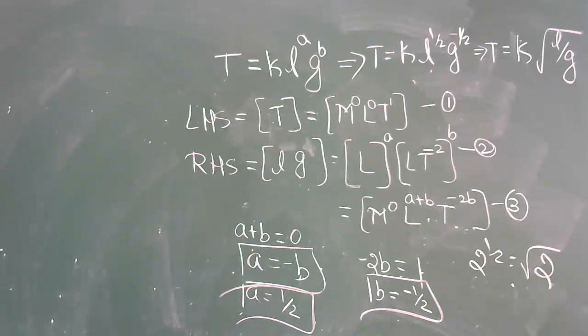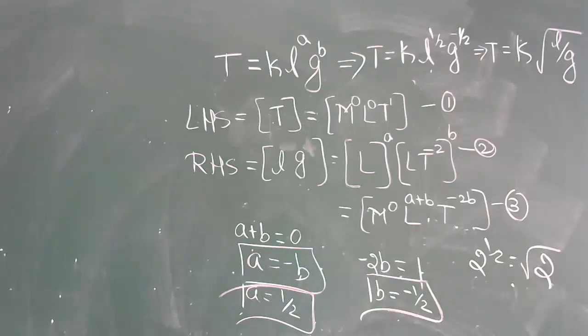Therefore, equating equation 1 and equation 3. So, how will you equate equation 1 and equation 3? See, M to the power 0 is 0, leave it. L to the power: equation 3 has a plus b, equation 1 has 0, right? Therefore, a plus b is equal to 0. That is nothing but a is equal to minus b. Next, T to the power: you have minus 2b and 1, that is minus 2b is equal to 1, therefore b is equal to minus 1 divided by 2. Therefore a is equal to, you will get plus 1 divided by 2.